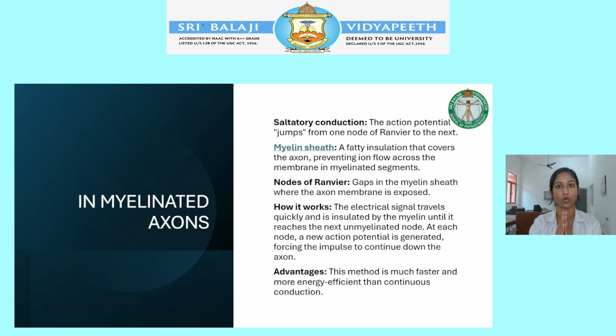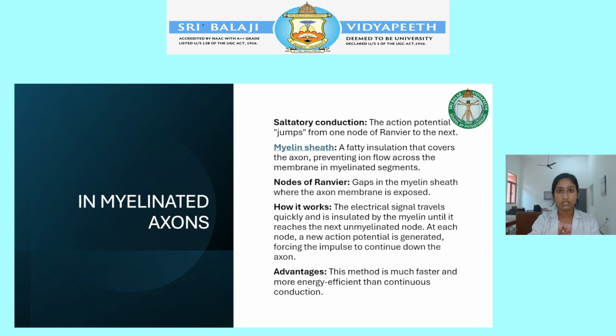In myelinated axons, it is a jumping process from one node to another. Here too, the electrical signals are carried. When the impulse is coming, it is resisted by the myelin sheath, because the axon is covered by the myelin sheath. How long does the myelin resist? Until the impulse reaches the next unmyelinated node. The electrical impulse comes quickly, and it is resisted by the myelin sheath until it reaches the node.